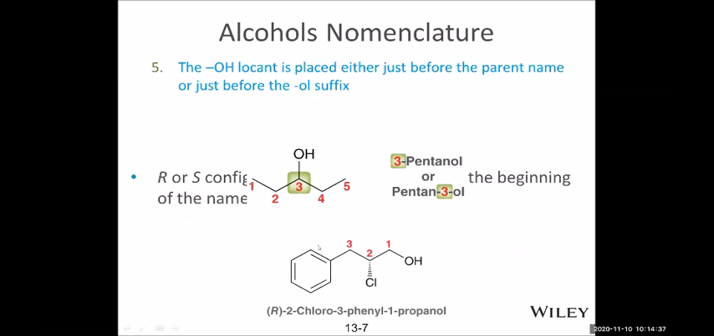All right, so that's the RS designation still applies. RS designation still applies. And that's the same as we learned before, no difference. And so the alcohol locant for the hydroxy group can be either before the parent, before we name the parent chain, or in the middle of the parent chain. That's the same as alkene. Okay, there's no difference.